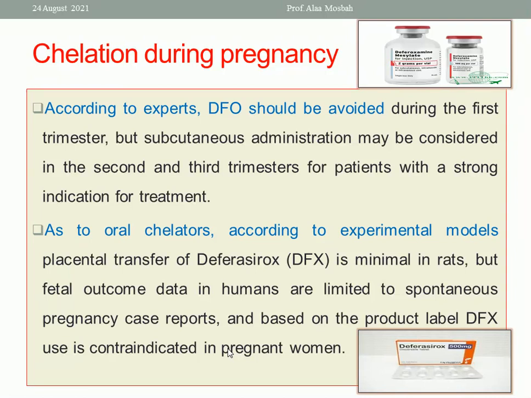As to oral chelators, according to experimental models, placental transfer of deferasirox, DFX, as I said before, is minimal in rats, but fetal outcome data in humans are limited to spontaneous pregnancy case report, and based on the product label, DFX use is contraindicated in pregnant women. So I shouldn't use the oral chelating agent deferasirox.